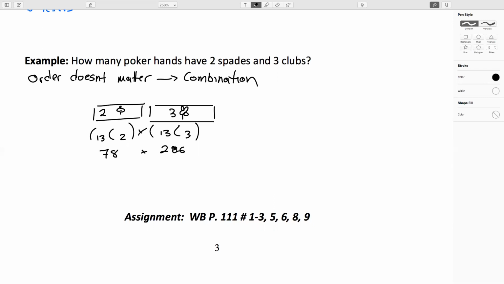If we multiply those together, we have 22,308 possible hands. And there we go.